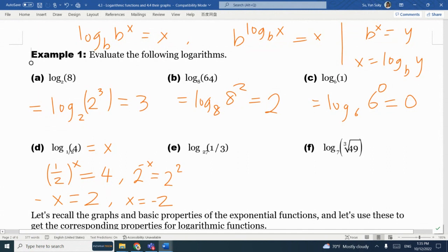So can you do parts E and F? Let's see. This side of the room do part E first and then F, and you guys do part F first and then E. Okay, so do it using that method. Write down the exponential form. Write both sides so you have the same base.